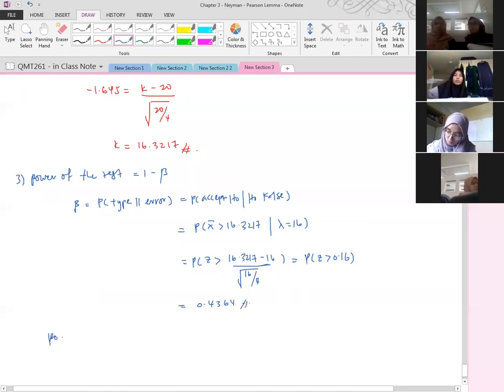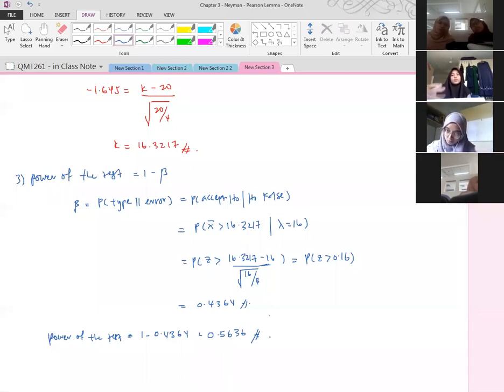So the power of the test is not very large because 1 minus 0.4364 is equal to 0.5636, only 56%. So it's not very good, but it's okay. We understand something here. I think that concludes our lecture for Neyman-Pearson Lemma and for overall chapter number 3, hypothesis testing.